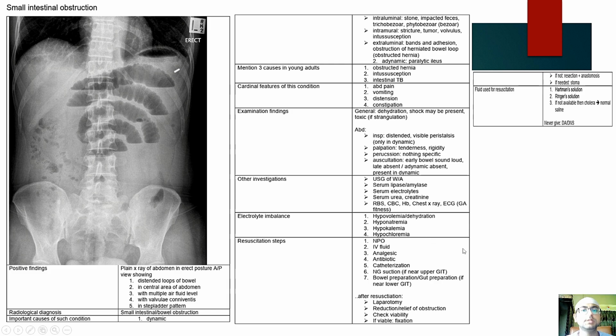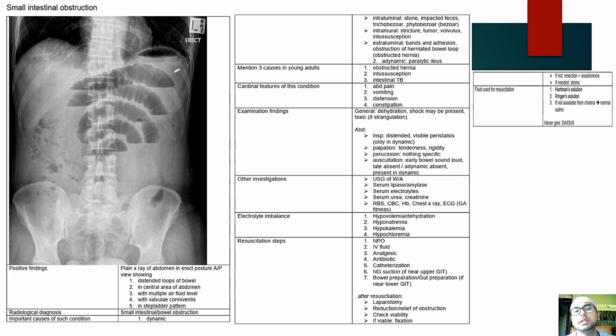So what will be the conservative management? Most of the patients will recover by conservative management, like NPO, IV fluid, analgesics, antibiotics, catheterization, NG suction, and bowel preparation and gut clearance. Okay, so in case of obstruction, the proximal gut will be dilated, and a lot of infected and half-rotten food materials will be stuck in the proximal portion. So that portion has some bacterial inoculation.